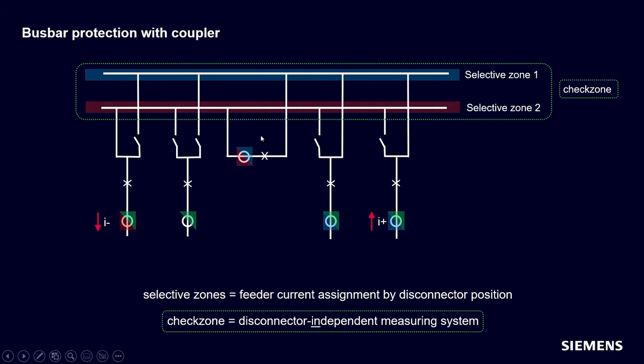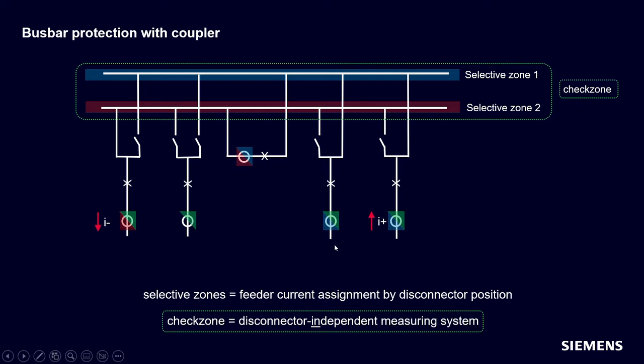Now additionally to the 2 selective zones, there is a check zone. This is meant with the green dotted area. The check zone is like the overall measuring system, where all 4 feeder currents are included independently of the disconnector positions. Okay, let's go through all the bays and check their assignments. The first one is assigned to the selective zone 2 and to the check zone. That's why the CT is colored in red and green. In the second bay, both disconnectors are open, and therefore the bay is not assigned to any selective zone, but it is nevertheless part of the check zone.